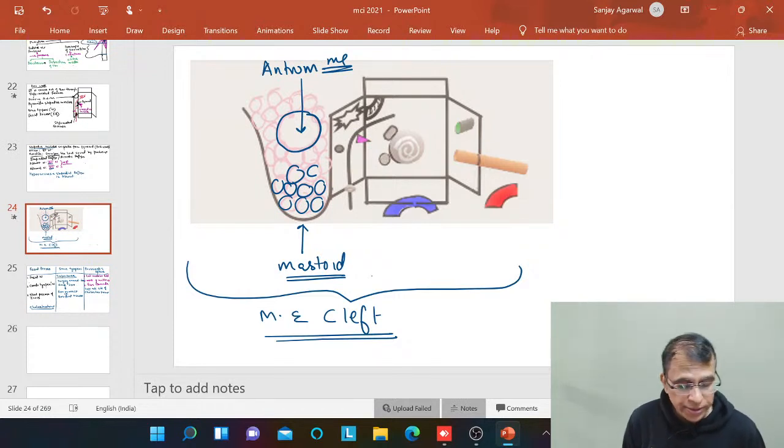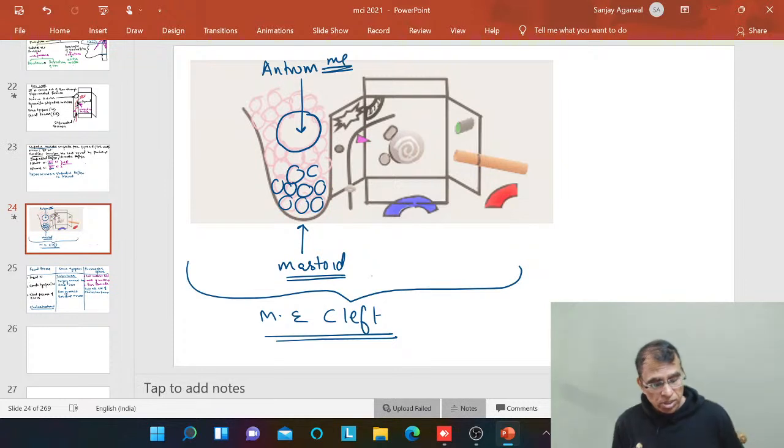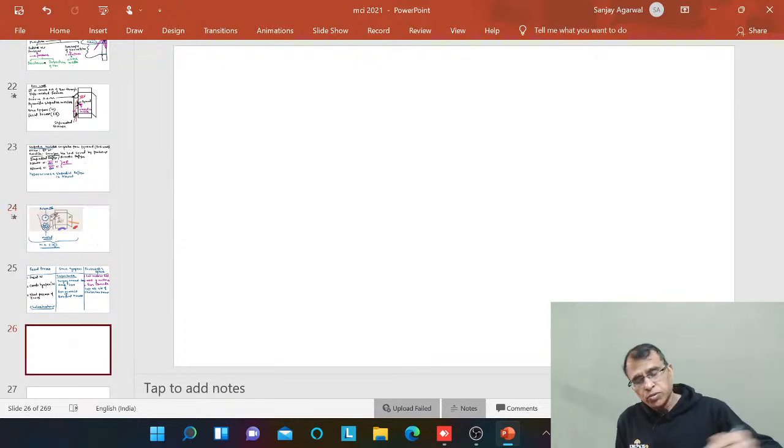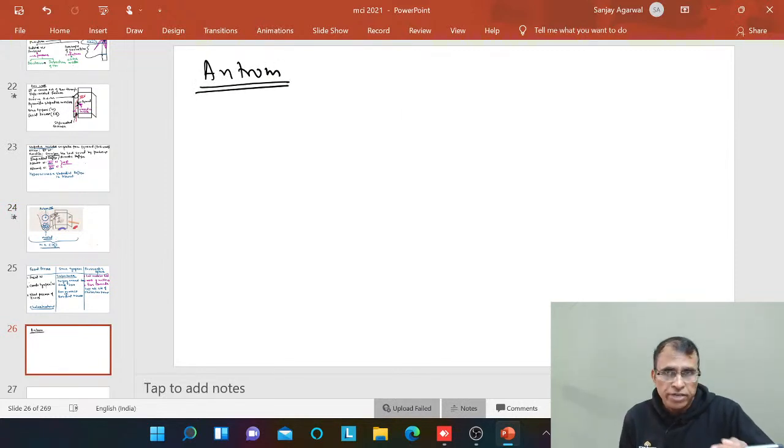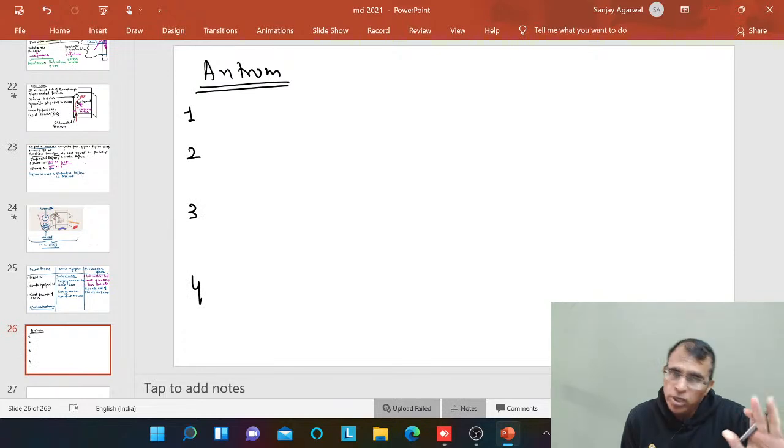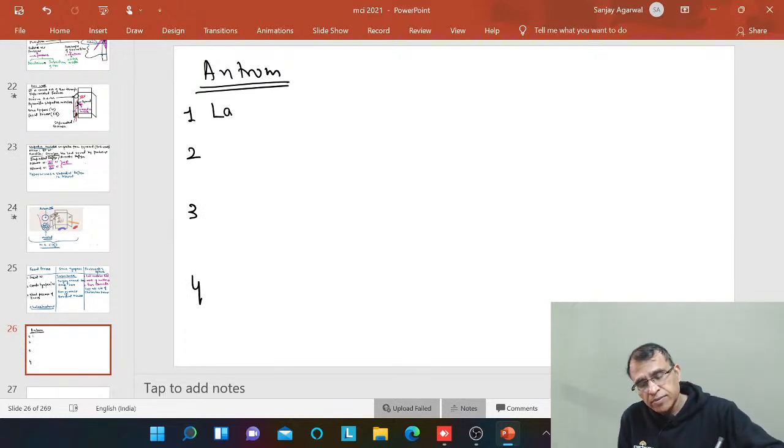So remember that. In this middle ear cleft, we have discussed everything already, which is essentially middle ear, except antrum. We have not discussed the antrum. So if I discuss the antrum also, this will complete the entire middle ear cleft. And antrum, you need to know just 4 points only. One you know already, which is that it is the largest cell of the mastoid. I just told you.